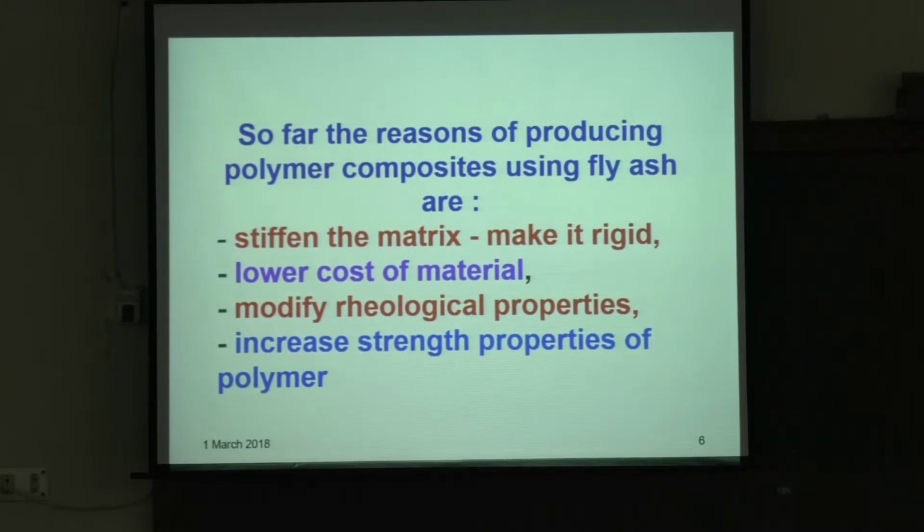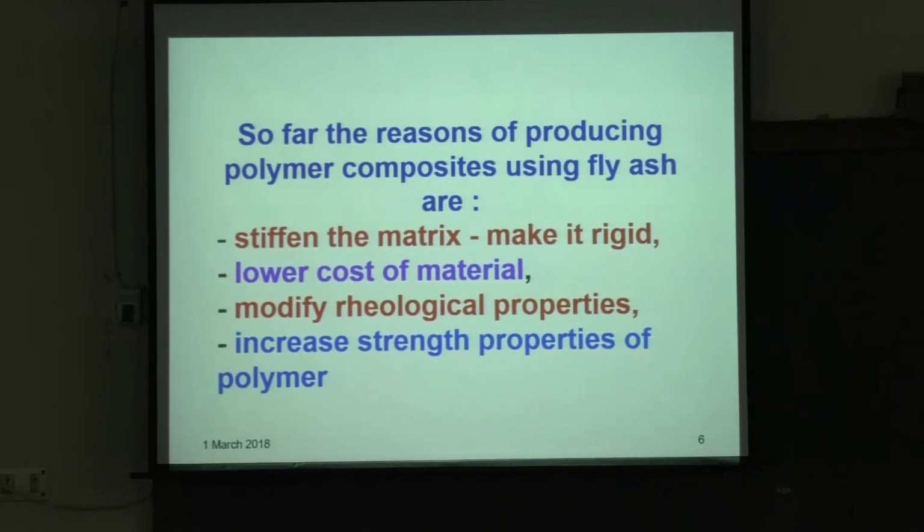Now, so far the response of producing polymer composites using fly ash has been to stiffen the matrix, that means make it rigid, lower the cost of material, as Professor Kamalkar always says, and that is useful. Modify rheological properties. Rheological properties are flow properties, how the material flows under stress. Sometimes we think rheology is related mostly to liquid or semi-liquid materials, but you can also consider rheology as the flow property of the molecular chains. So that can happen also in the solid state.